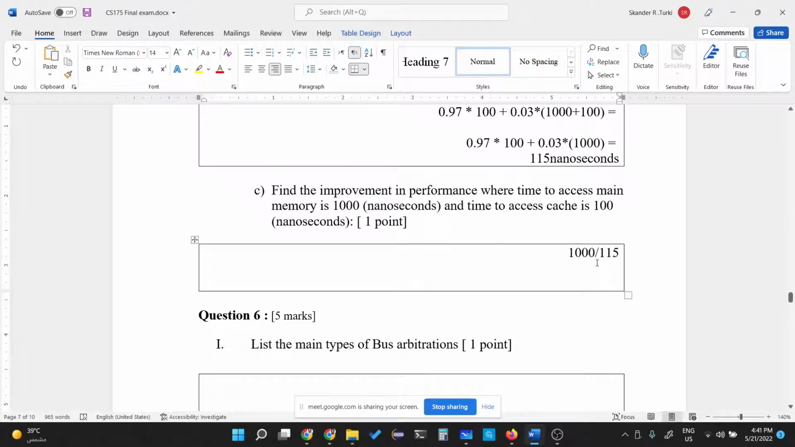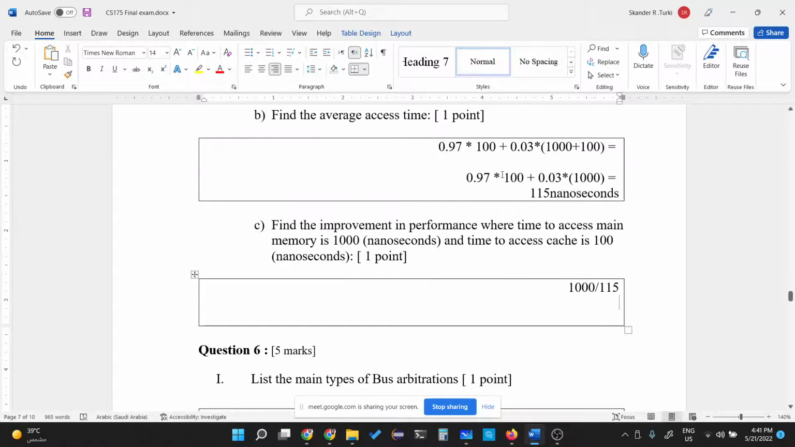Sir, the answer is 0 for this one in the answer key. Excuse me? The answer is 0 for this question in the answer key. What do you mean 0? In the answer key. No, maybe I did not solve it there. It's not 0. Mr., you mean 1000 over 110? Why 115? What is the result of this line? I did not compute it.